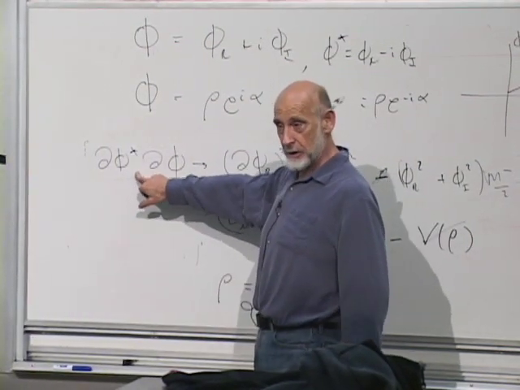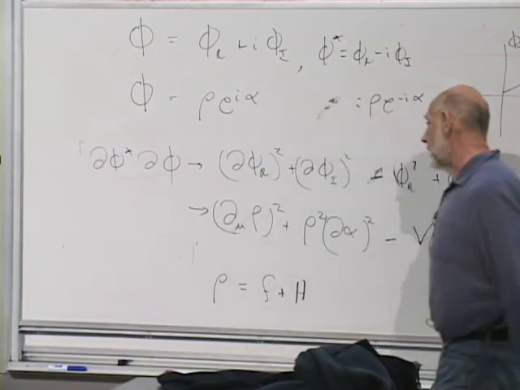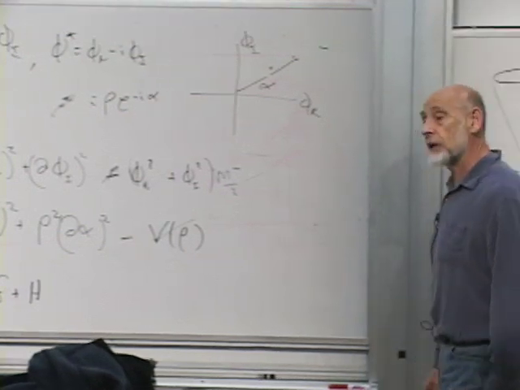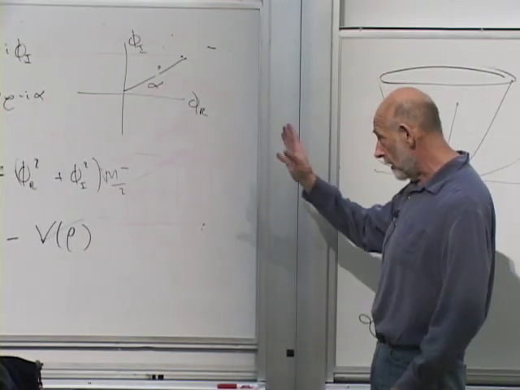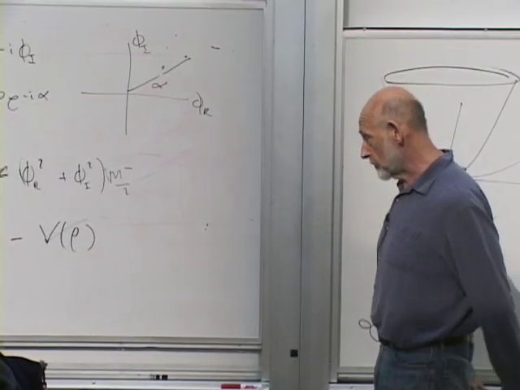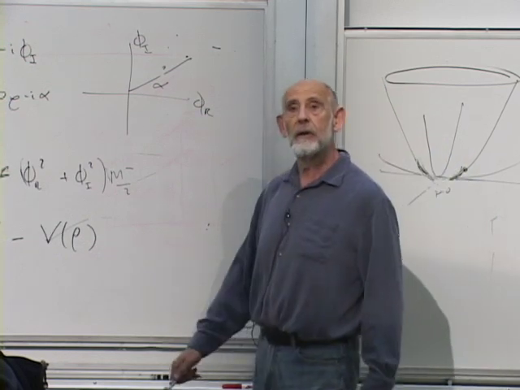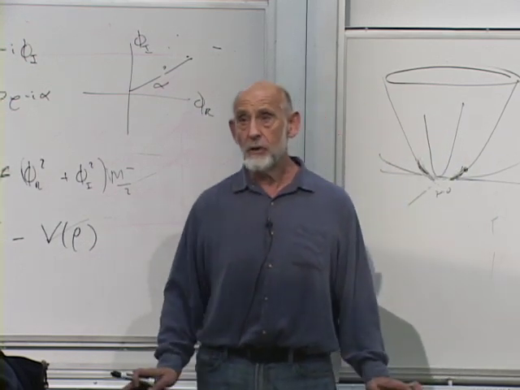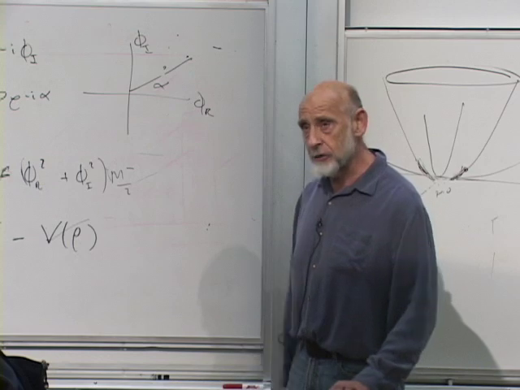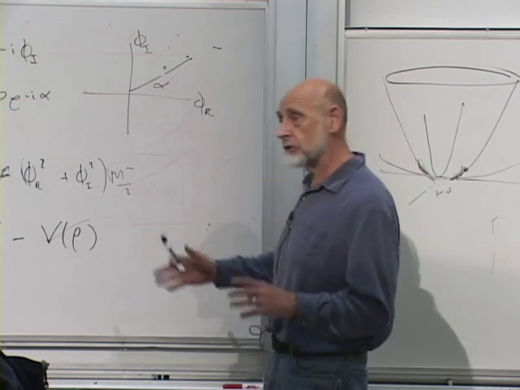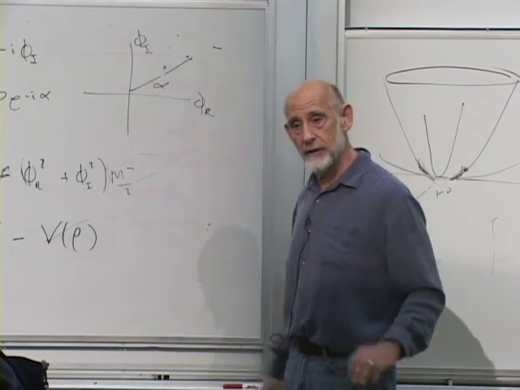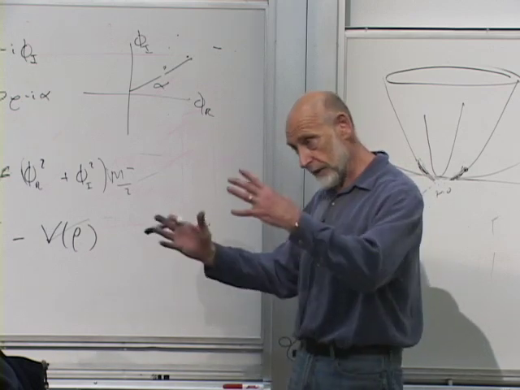We went through that last time, and that's the basic idea of a complex field with a symmetry called U1 symmetry. It's a global symmetry. A global symmetry is one where you're not allowed to change the phase angle in space. You just rotate it everywhere.